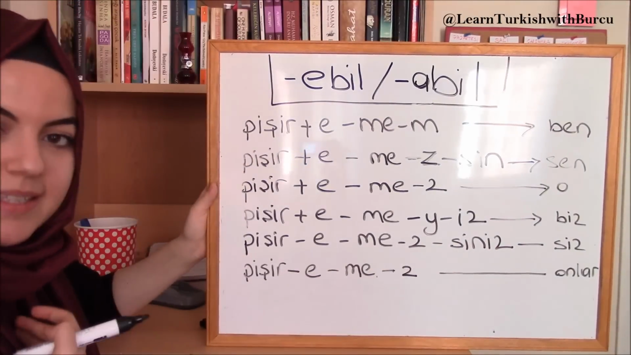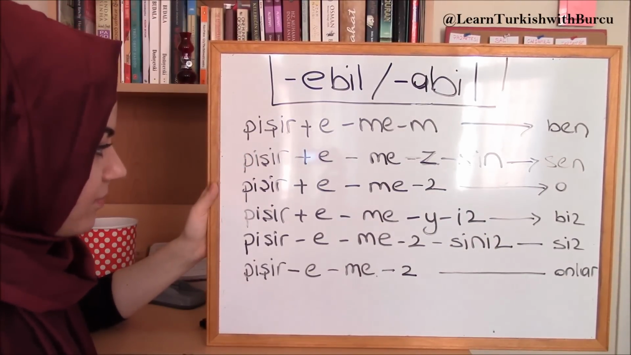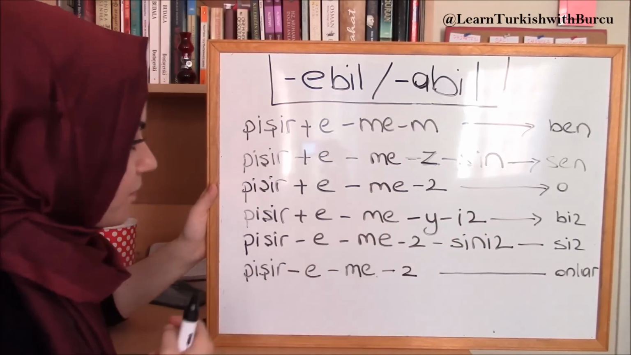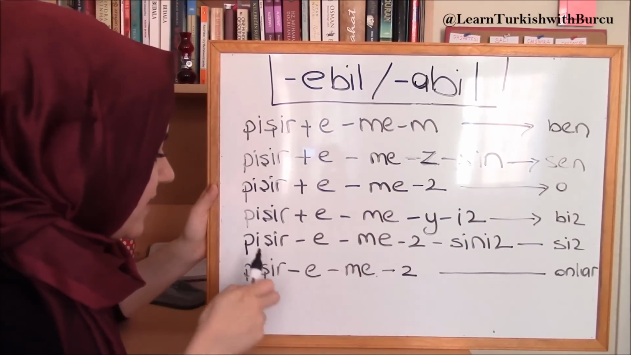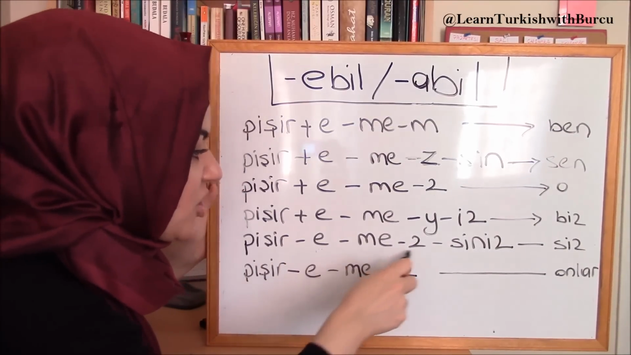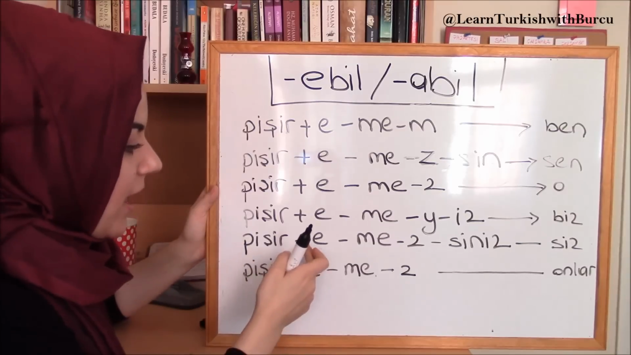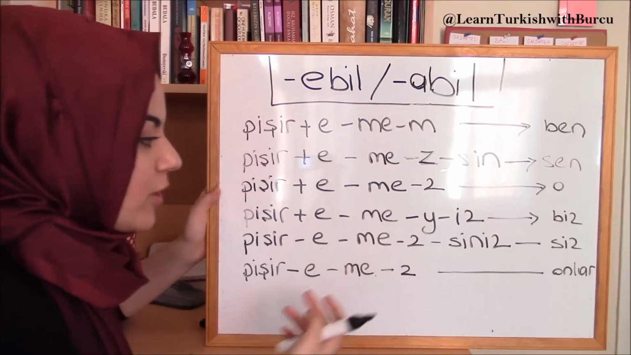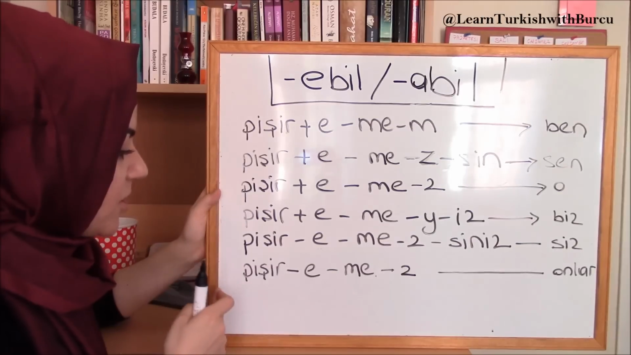Yiz is for biz. Also, this z sound, you know, it's because of the simple present tense. Biz pişiremeyiz. Tamam? Pişiremezsiniz. Siz, plural, you, pişiremezsiniz. Pişir, ability sound, me for negative, and z. We have pişir, the root of the verb, ability suffix, me for negative, z for simple present tense, and siniz, siz pişiremezsiniz.